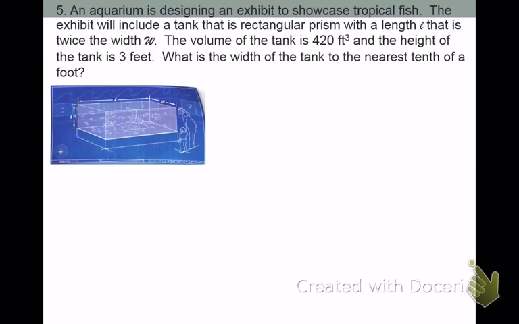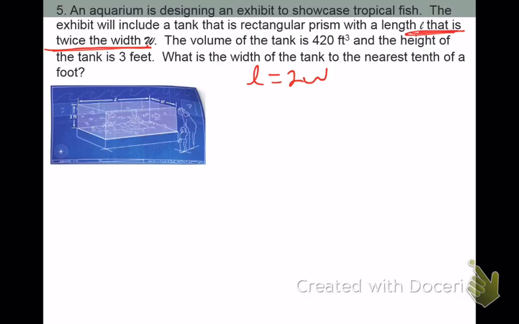Last guy here, there's a story problem. An aquarium is designing an exhibit to showcase tropical fish. The exhibit will include a tank that is a rectangular prism with a length L that is twice the width. So L is equal to 2 times W. The volume of the tank is 420 cubic feet and the height of the tank is 3 feet. What is the width of the tank to the nearest tenth of a foot?